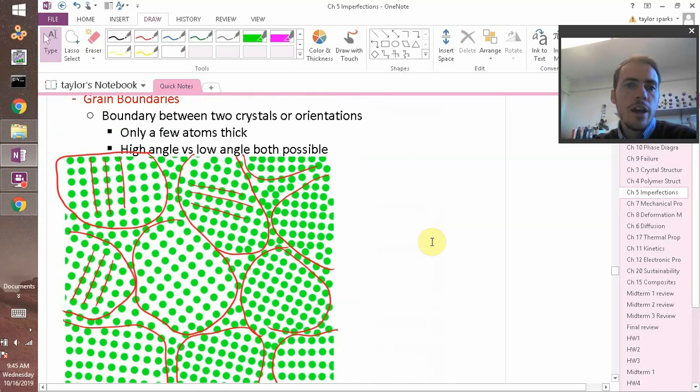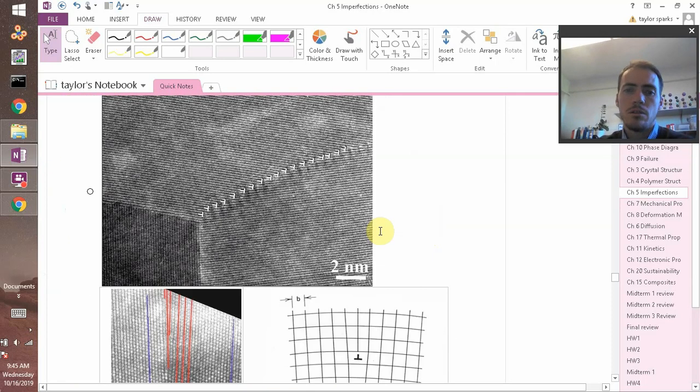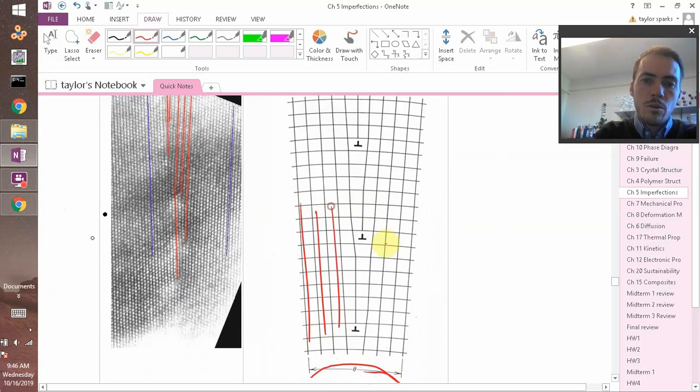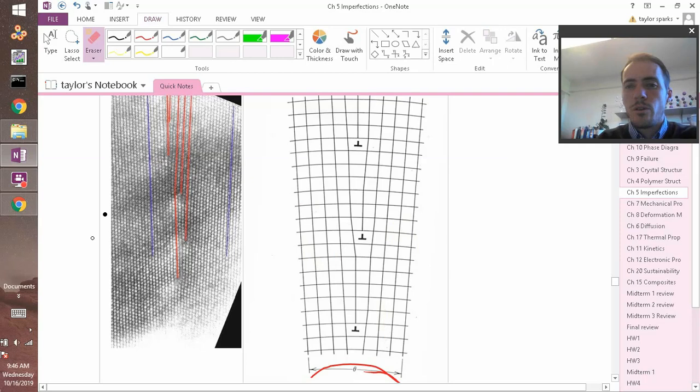So you can have both high and low angle grain boundaries possible. If the mismatch between these grains is very small, then it's a low angle. If it's a big mismatch, it's a high angle. So what does that look like? We'll take a look at this one. This is a nice example of a low angle grain boundary, right? This angle between these two, the ones that are oriented this way and the ones that are oriented just off a little bit, if that's less than about 15 degrees, then we call this a low angle grain boundary.